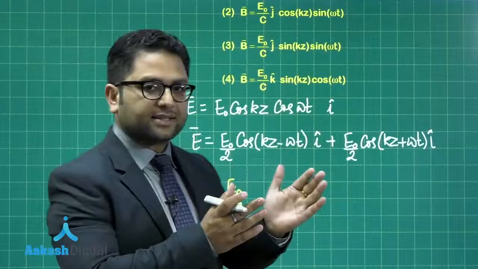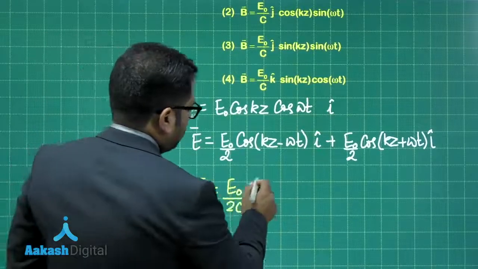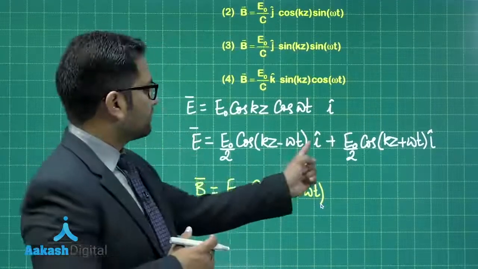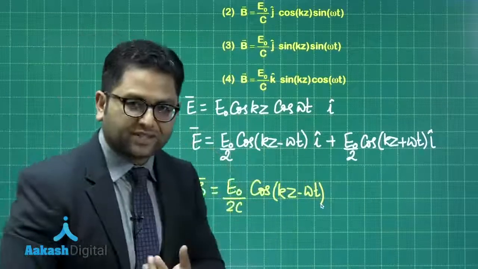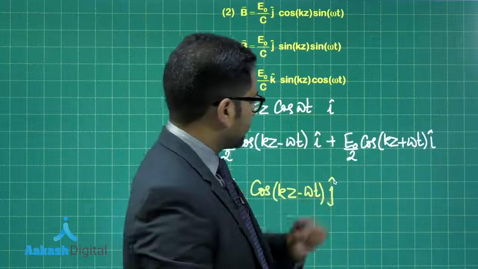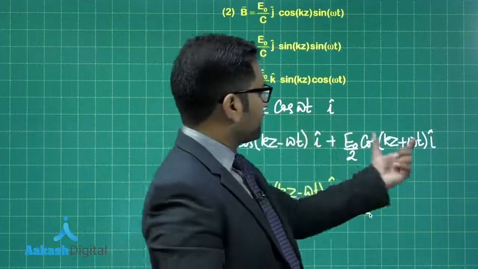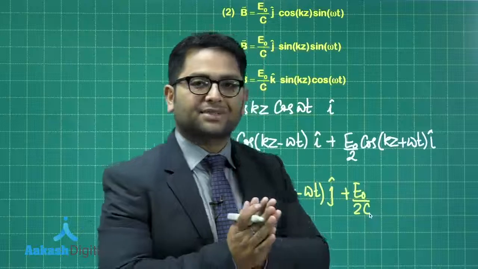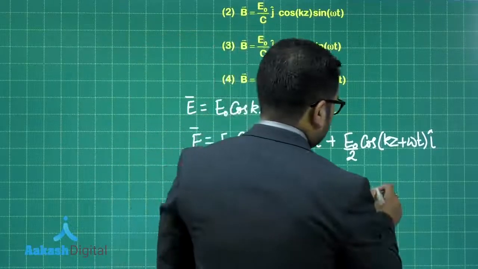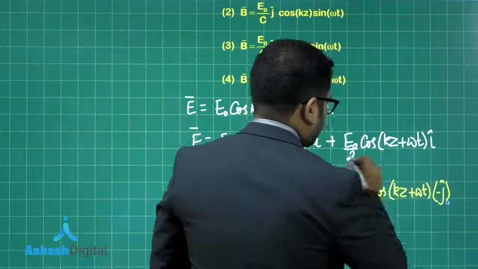Now, in terms of phase, it's identical, but the direction part has to be done. Just see the phase part, cos kz minus omega t would be there. Now just think, the electric field is in positive x, the wave is traveling in positive z. So this component of the magnetic field has to be in positive y. And for the other one, the same thing, that will be plus E naught by 2c. The electric field is in positive x, the wave is traveling in negative z. That means the magnetic field has to be in the negative y direction. So the phase part will be the same, plus omega t, only for the difference, this will be minus j cap.